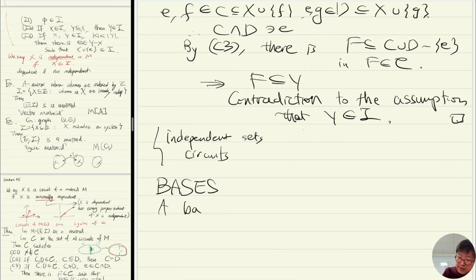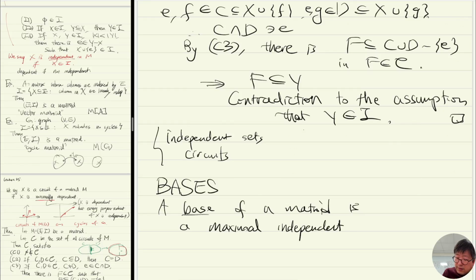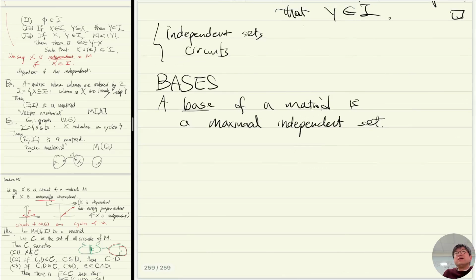So a base of a matroid is a maximal independent set. Okay, and it's like a basis in linear algebra. So a basis of a vector space is a set of vectors which span everything, and it's linearly independent. So it's the same.